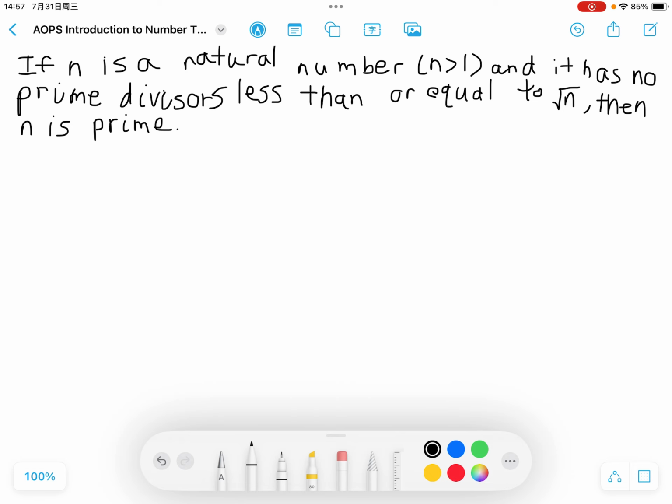Well, we know that a prime number basically means n has no divisors other than 1 and n. So let's start with proving the opposite of this. I want to prove that if n is a natural number, n is larger than 1, and it has prime divisors less than or equal to root n, then n is a composite number.